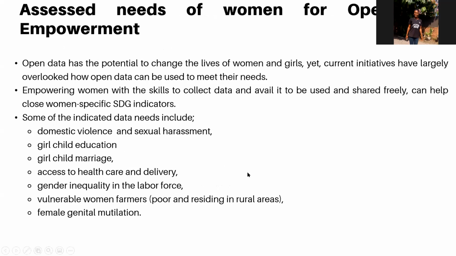Okay, we also assess the needs of women for open data empowerment. As you know, open data has the potential to change the lives of women and girls, yet current initiatives have largely overlooked how open data can be used to meet their needs. Empowering women with the skill to collect data and avail its use and share freely can help close women's specific SDG indicators. Some of the indicator data needs include the domestic violence and sexual harassment, girl-child education, girl-child marriage, access to healthcare and delivery, gender inequality in the labor force, vulnerable women farmers, poor and residing in the rural areas, and female genital mutilation.